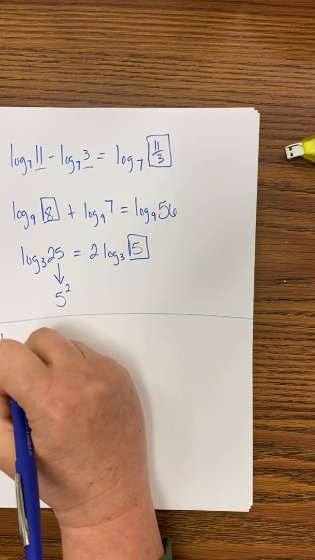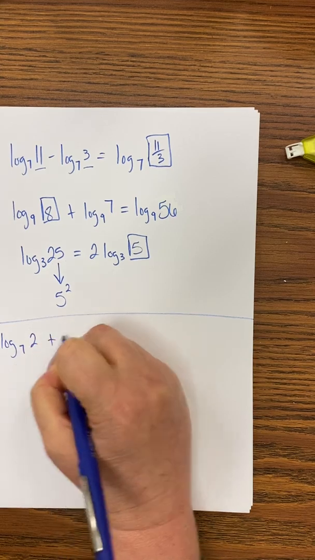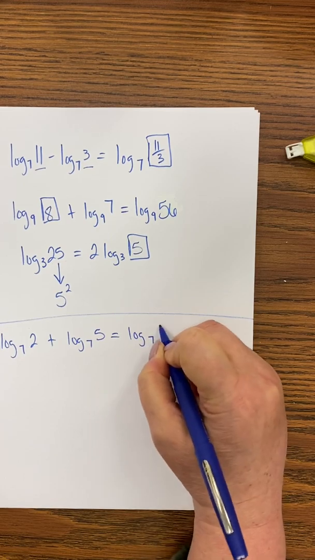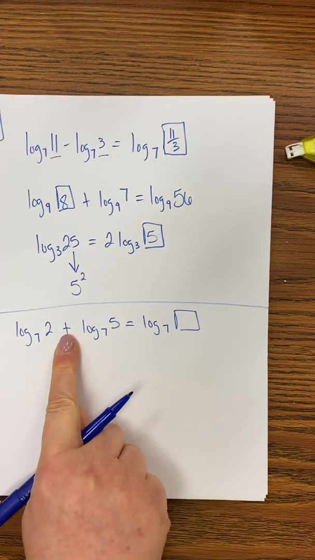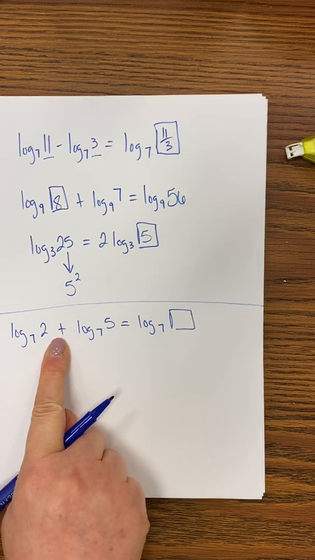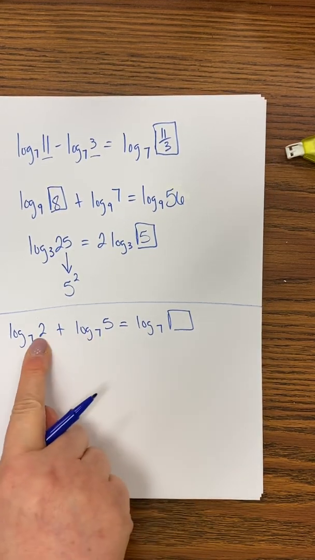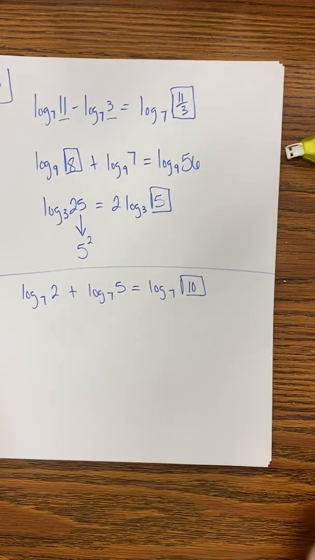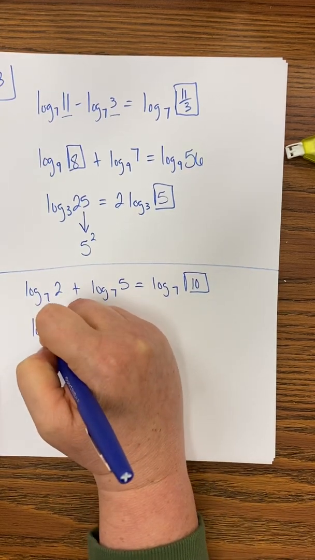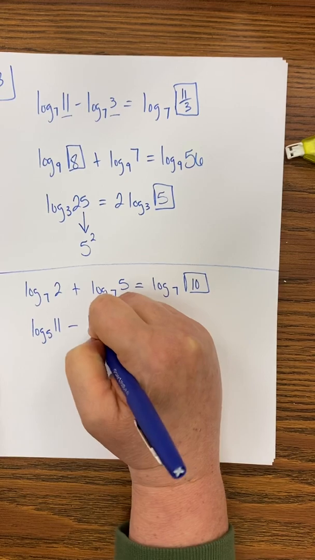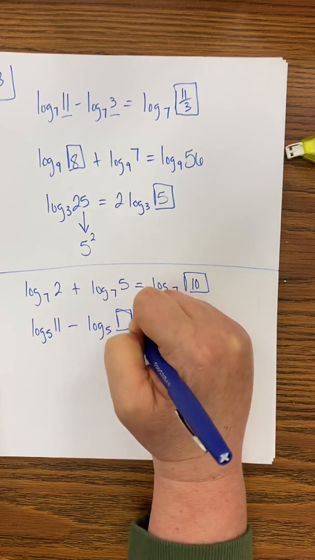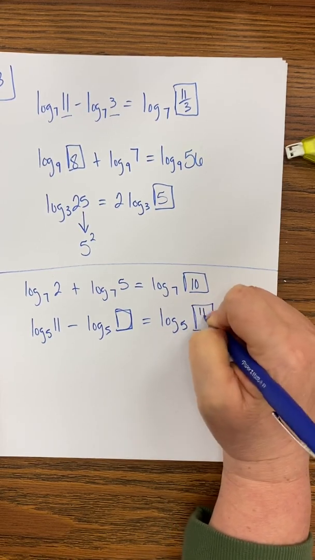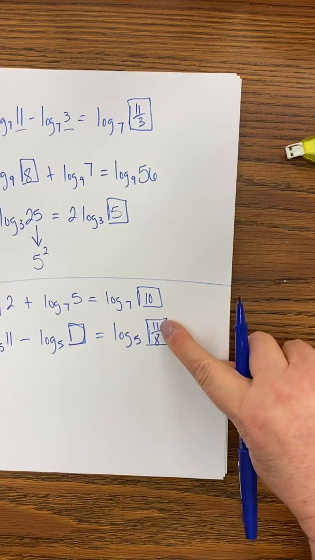So this one's going to be log base 7 of 2 plus log base 7 of 5 equals log base 7 of what? Well, this one now is the product rule first. Remember, the product rule is it's addition, so you multiply your numbers. 2 times 5, so that should be 10 in that box. Okay, the next one, it's going to be a quotient rule, and we're going to know that because it has subtraction. Now this one, they're giving us that the fraction that we end up with is 11 over 8.